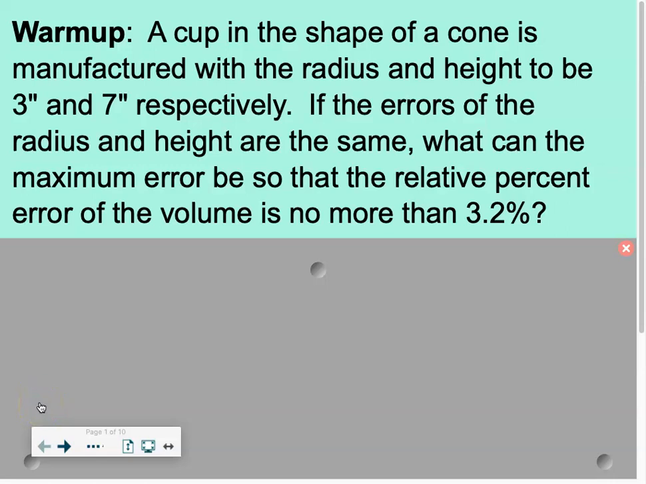A shape of a cone is manufactured with the radius and height to be 3 and 7 inches, respectively. If the errors in the radius and the height are the same, what can the maximum error be so that the relative percent error of the volume is no more than 3.2%?